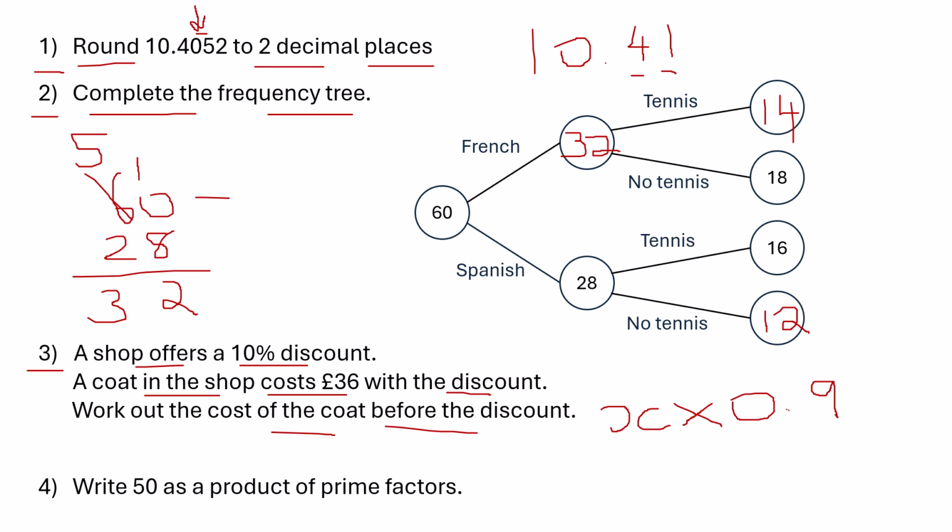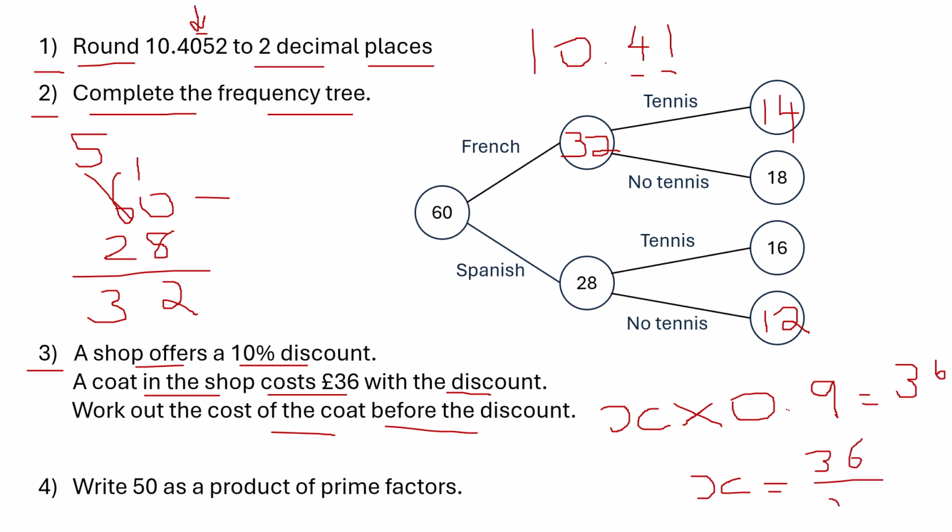90% as a decimal, so 90 over 100, 90 hundredths is 0.9 as a decimal. Again, check it if you're unsure. That'll give you 36. Rearrange to make x the subject. So divide by 0.9. We have x is equal to 36 divided by 0.9.